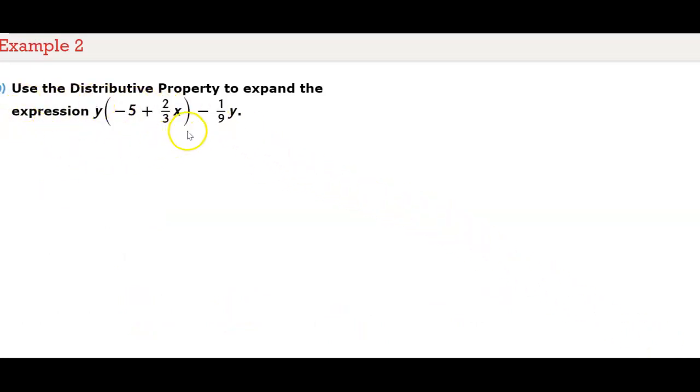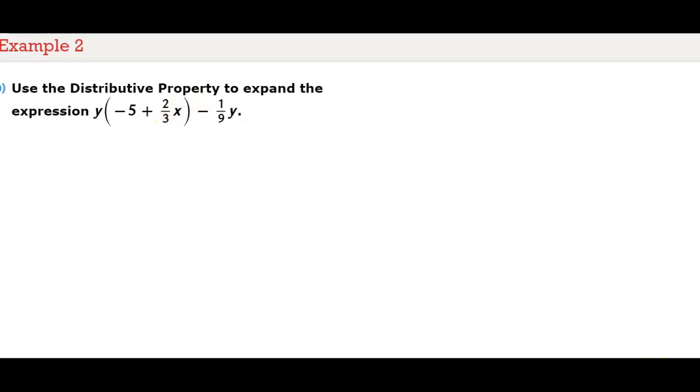This is another expression that we're going to expand. Use the distributive property to expand the expression y times the quantity of -5 plus 2/3 times x minus 1/9 times y. When they use the word quantity, they're saying that's what's inside of the parentheses. They don't say parentheses. Just wanted to point that out.